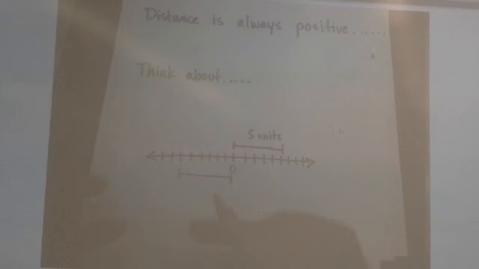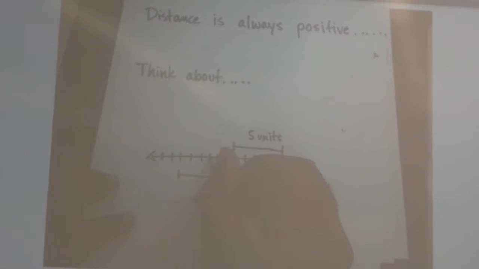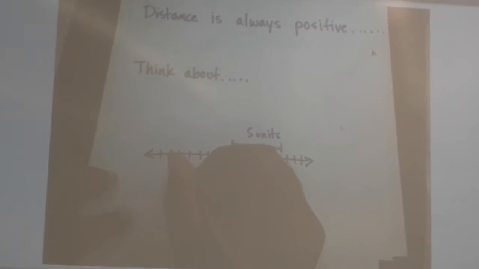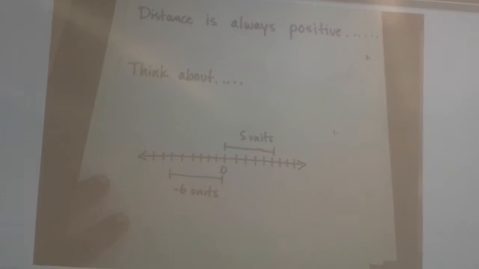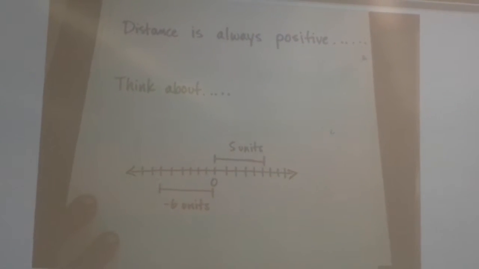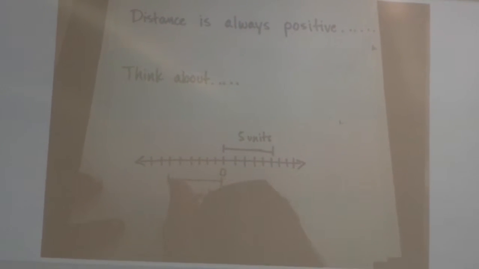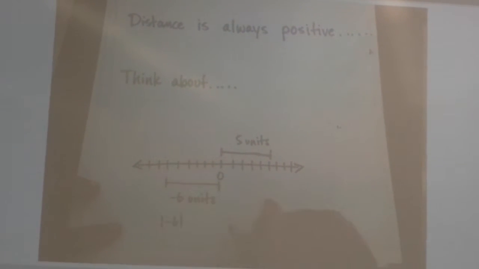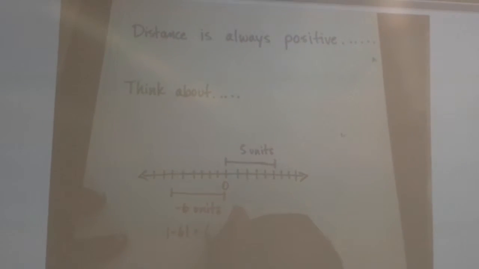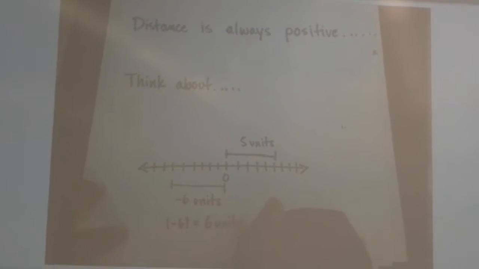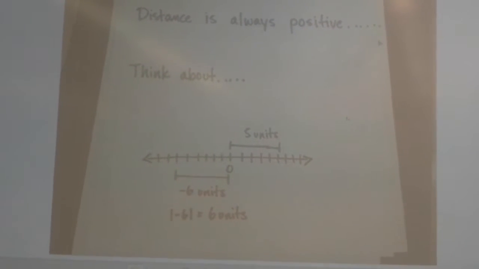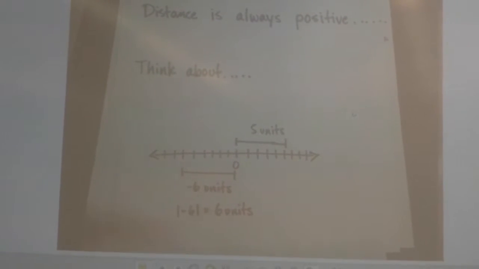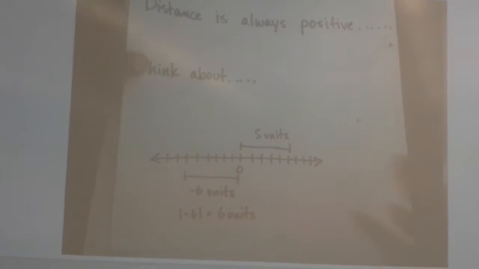Now, if I talk about the negative, well, 1, 2, 3, 4, 5, 6. This is minus 6 units away from zero. But since distance is always positive, this is now the absolute value of 6, which is equal to 6 units. So therefore, the absolute value here is 6 units away from zero. Let's talk about some examples.